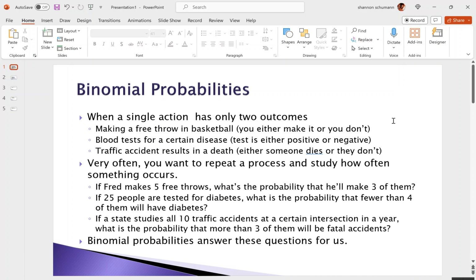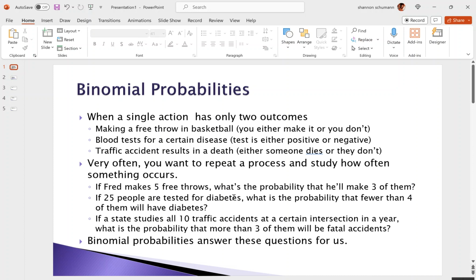So for binomial probabilities, we're repeating the process. We want to know how often something occurs. So maybe Fred makes 5 free throws and we want to know the probability that he's going to make 3 of them. Maybe you test a certain number of people for diabetes and you want the probability that fewer than a certain number will have diabetes. This might happen when you're testing a new diabetes drug. Maybe you know that you would expect to have 4 people out of 25 have diabetes, and you want to know if the drug is effective, so you want to know if the drug has fewer than that number.